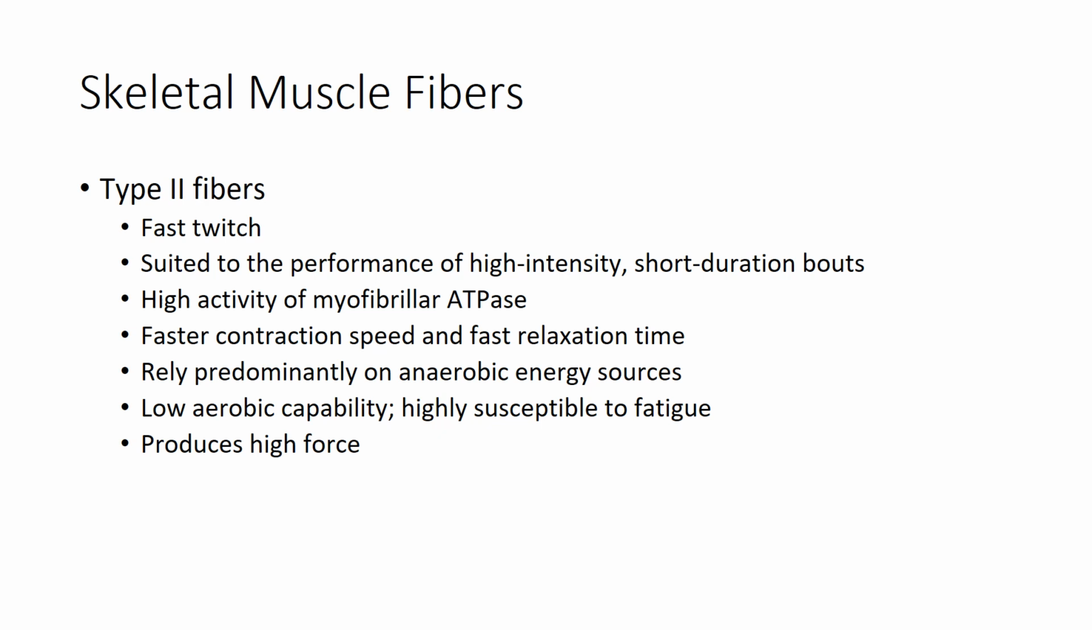Also with type 2 fibers, these are relying predominantly on the anaerobic energy sources such as your ATP phosphocreatine system and then also your glycolytic system. Within type 2, these have a low aerobic capability and are highly fatigable. So this is where you see individuals who have predominantly type 2 fibers, if they try running a marathon or anything long distance, right, they're going to fatigue a lot quicker. But compared to type 1 fibers, these are going to produce a really high force where type 1 fibers aren't.